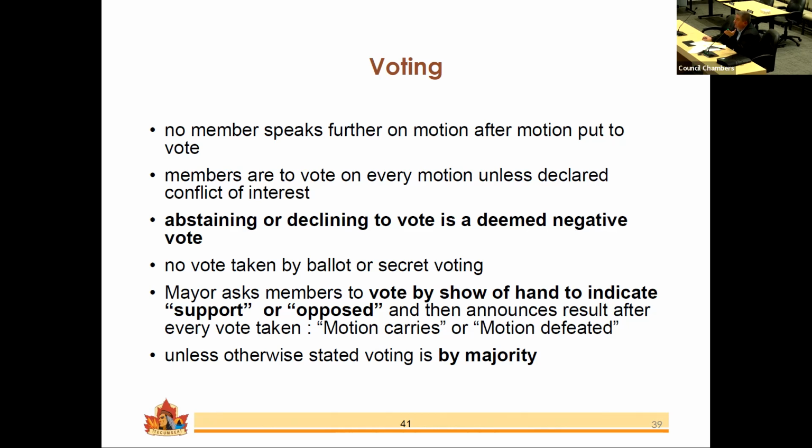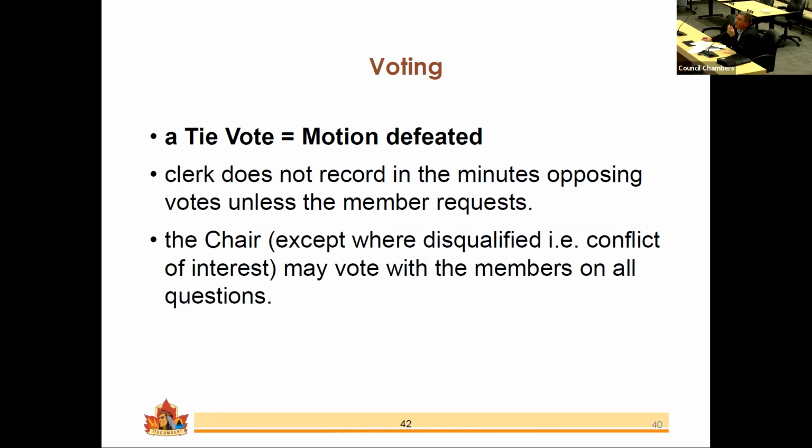And then the other item that I don't think I have up there is, your chair is entitled to vote. Your chair, and I think that might be the next slide, sorry. Yeah, a tie vote, motion defeated. But the chair may vote with the members on all questions. It's commonly thought that the mayor only has a casting vote, or only casts the vote when there's a tie. But that's not true. The chair may vote with the members on all pending questions.